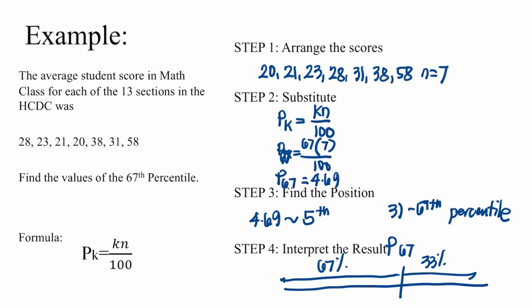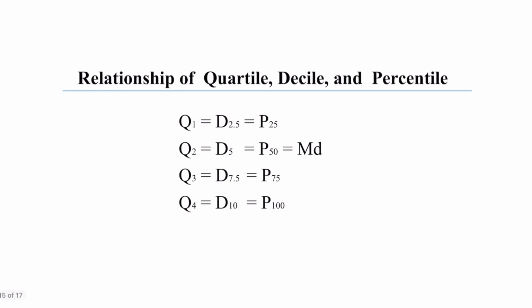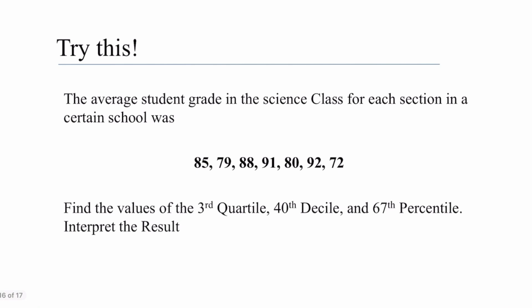Therefore, if your score is greater than 31, then you belong to the upper 33% of the class. But if your score is equal to or less than 31, then you belong to the lower 67% of the class. So the relationship of quartile, decile, and percentile is this. Quartile 1 is just the same as decile 2.5, and it is just equal to percentile 25, and so on and so forth. Now, try this one and we will answer it together in the classroom.